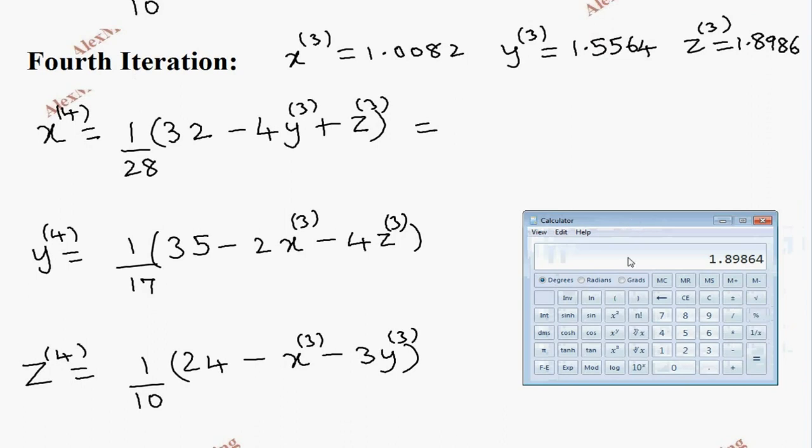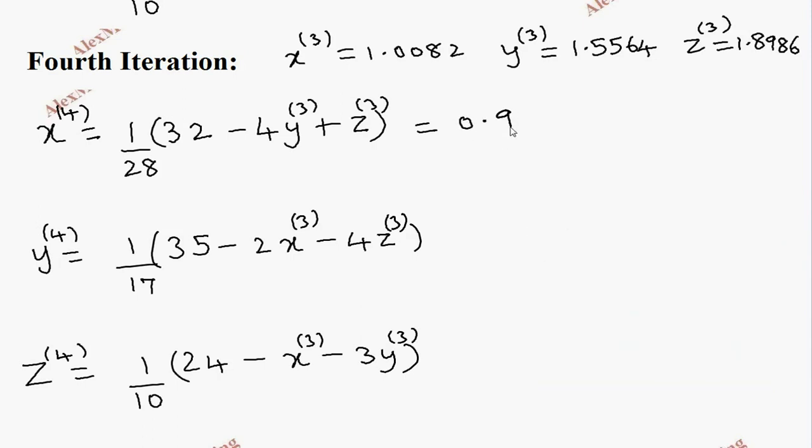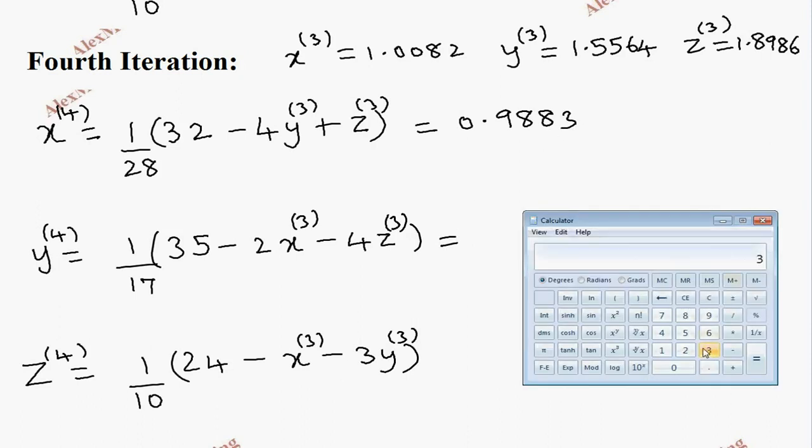Take calculator. Now 32 minus 4 into y of 3, 1.5564, then plus z of 3, 1.8986, the whole thing divided by 28. This gives 0.98832. So when we round up to 4 decimal places, 0.9883.